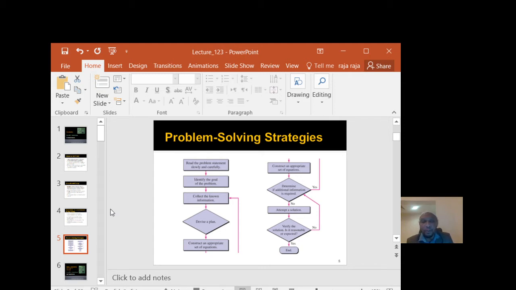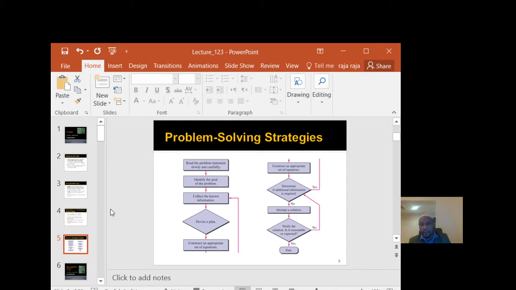steadily and slowly. The problem comes to you when you are becoming an engineer in the company. Then first you have to read the problem and try to understand it. So initially you have to read slowly and carefully for understanding the problem. Second, you have to identify the core of the problem. So identify the aim of the problem.